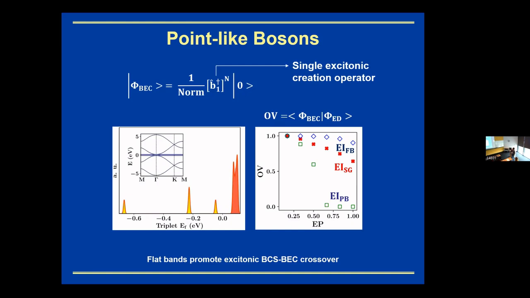So what we are going to do is another parameter tuning. We make the gap between the two flat bands artificially small, so that the exciton formation is mostly dominated by these two flat bands. Then you can see the overlap is very close to 1. That means these flat bands can promote the excitonic BCS to BEC crossover, because by increasing the contribution of the flat bands to the exciton formation, you can make the excitons more and more point-like bosons.